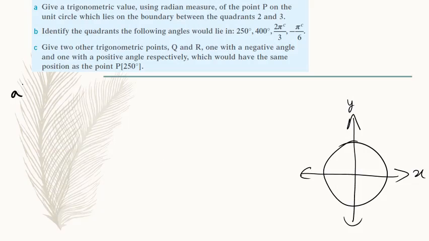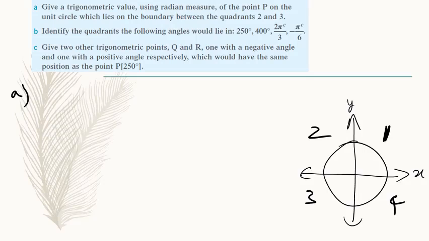Alright. So A. Give a trigonometric value using radian measurements of the point P that lies between 2 and 3. I've drawn a unit circle here just to help us. Where's quadrant 2 and 3? Where do we start? Top right, yeah. So that's 1. What's this? 2, 3, 4.